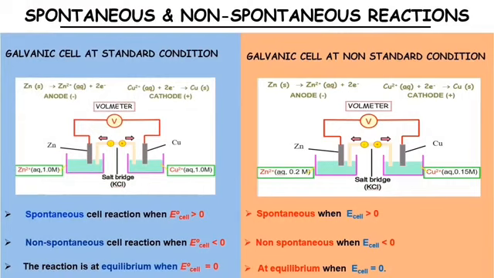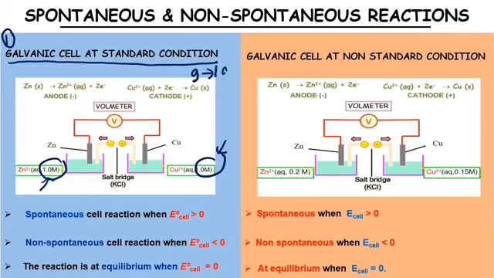So, kena faham spontaneous and non-spontaneous reaction depends on the standard condition or non-standard condition. Okay, sebagai contoh untuk kes yang pertama, if the question provided the governing cell at the standard condition. What is meant by the standard condition? Kalau dia melibatkan aqueous solution, 1 molar aqueous solution. Kalau dia bagi gas, so gas mesti 1 atm.